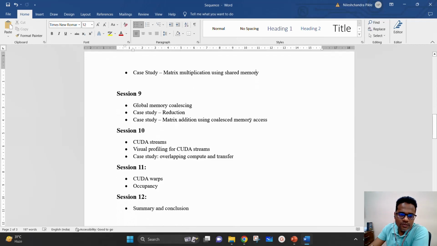From this session onwards, we'll be talking about some advanced concepts in CUDA programming, which will help us improve the performance even further. One of them is global memory coalescing. If your threads access memory in a coalesced fashion, how will it impact the performance? That will be demonstrated using different case studies like reduction and matrix addition using a coalesced memory access pattern.